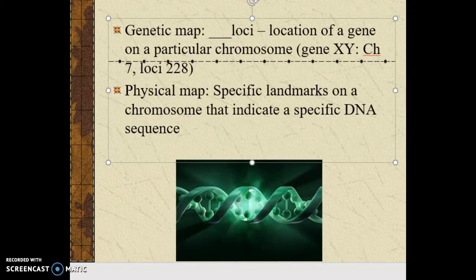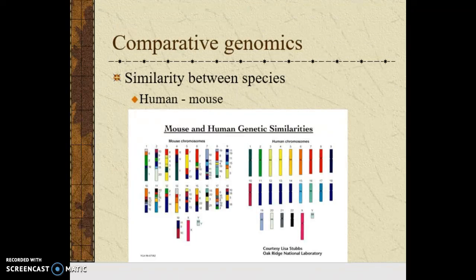Okay, so a big part of genomics is looking at this genetic information and comparing it. So we have a kind of a subfield within genomics called comparative genomics. This is where we're going to look at the similarity between species. So easy example here, human to mouse. What are the similarities in the genetics between mice and humans?